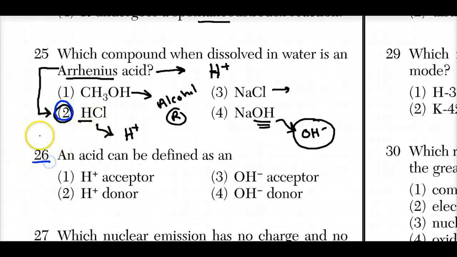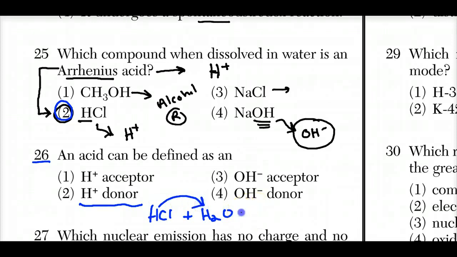Number 26 is very much similar to 25. An acid can be defined as, well, this is the other definition. It can be defined as an H plus donor. Let's say you forgot everything. Well, what does HCl do? If I had HCl in water, you should know that H pluses are donated to the water, and then we make that conjugate base, what's left over after the acid gives the proton, and then we have that water with an extra proton, or H+, which is called a hydronium ion.